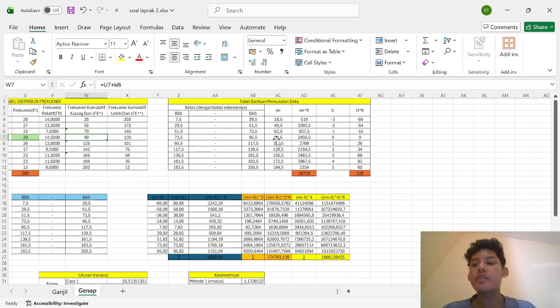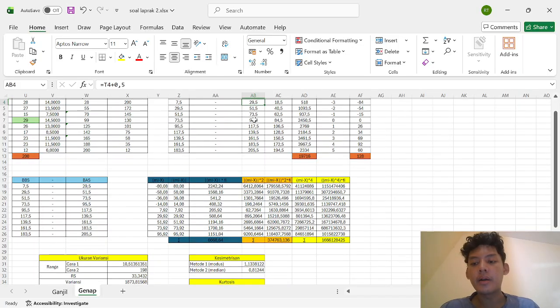In this section, we determine the true lower boundary and the true upper boundary. The true lower boundary is obtained by subtracting 1.5 from the lower class limit. Meanwhile, the true upper boundary is obtained by adding 1.5 to the upper class limit.